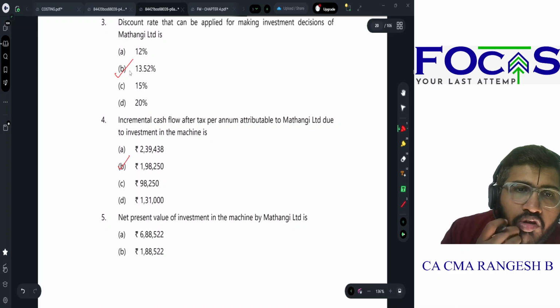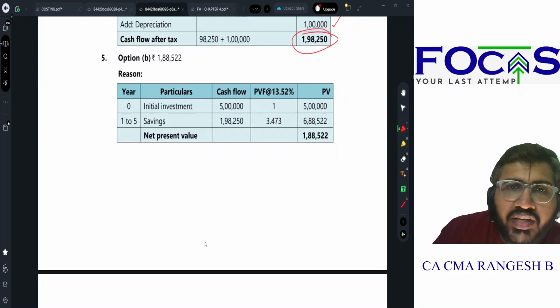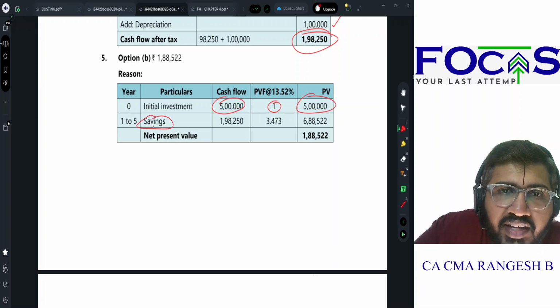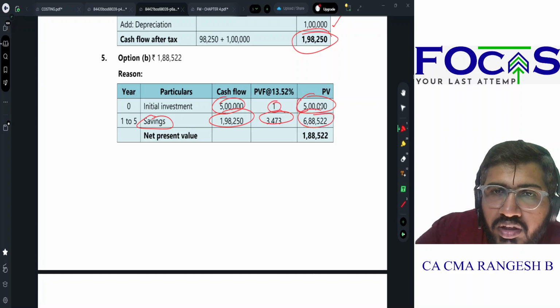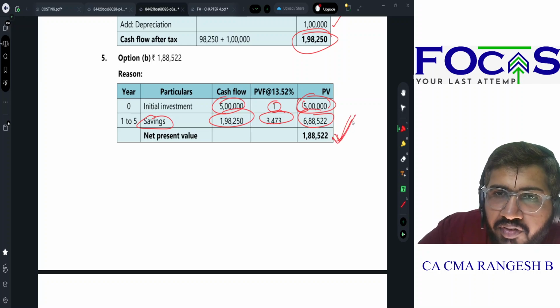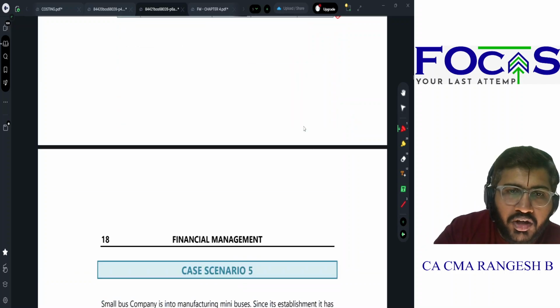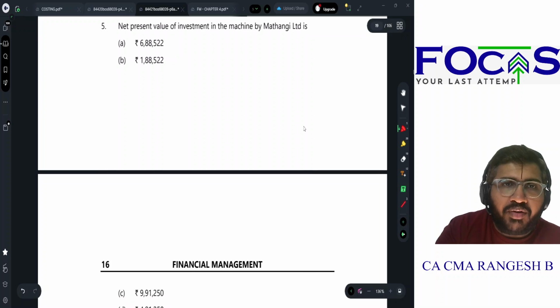Here 13.52. Net present value of investments. That is the only thing that is left. So initial investment is 5 lakhs. Savings is 198,250 per year. Present value annuity factor is 3.473. So that is 6,88,522. So my NPV is 1,88,522. 5 lakhs minus 688,522 is a positive number. In that case scenario 4 is over. 188,522 is your NPV. Right?